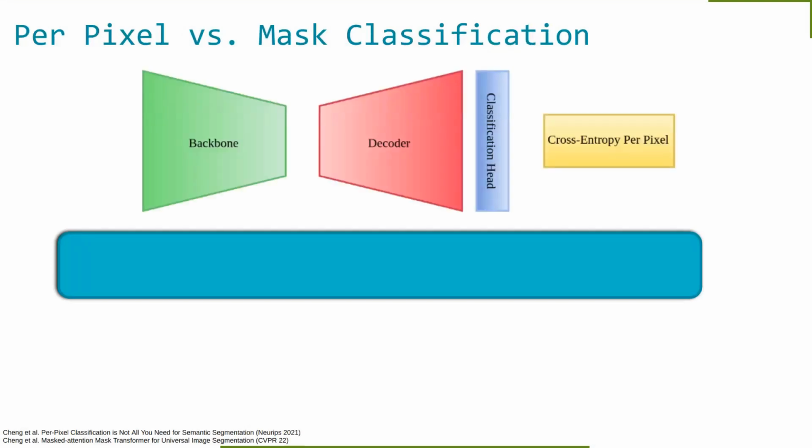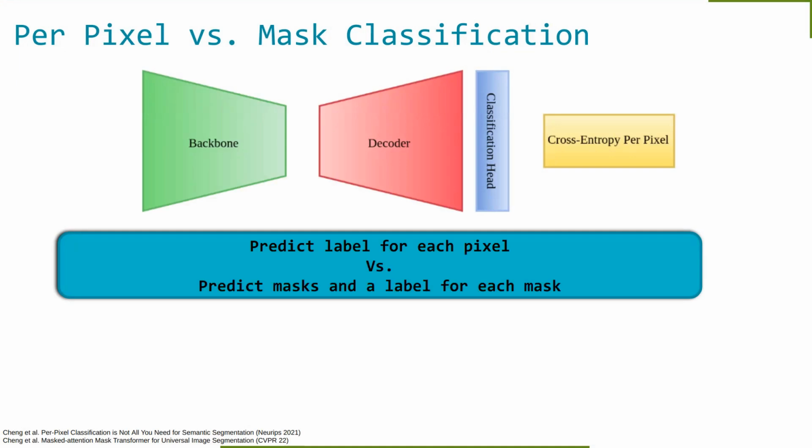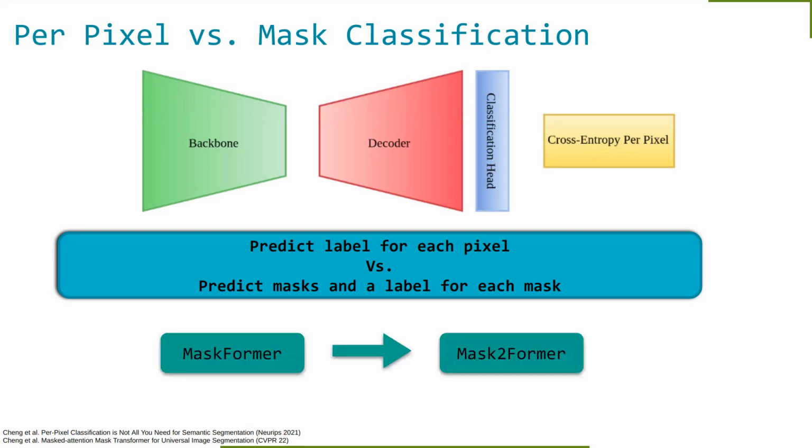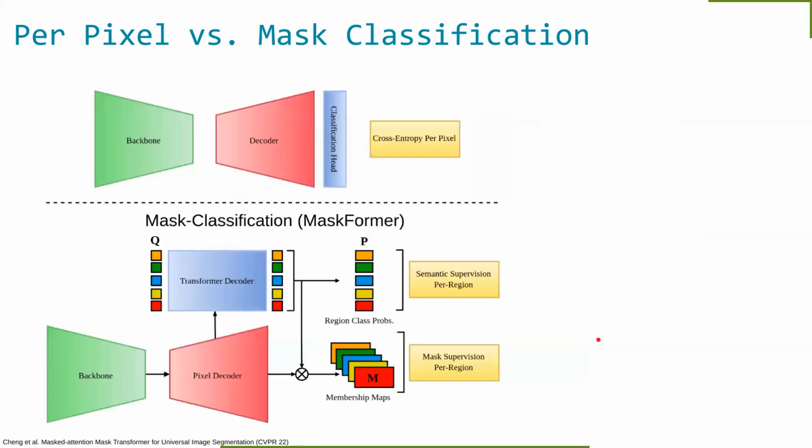Unlike per-pixel classification, where a label is being predicted for each pixel, in mask classification the idea is to predict masks and then assign a label for each of those masks. The first methods that propose this paradigm are MaskFormer and Mask2Former. The difference in terms of architecture is that we have some learnable queries that interact with the image features using a transformer decoder, and the supervision is being applied on the semantic level, and the mask supervision, they are applied separately.